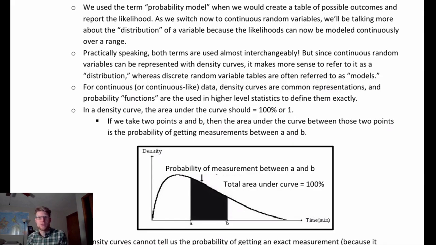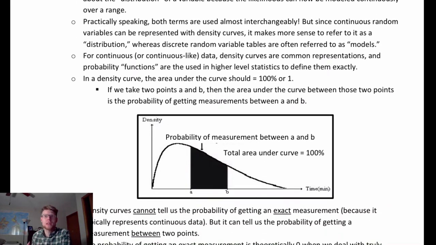If we're looking at a density curve for a random variable, the area under the curve should add up to 1, or 100%. So it's representing the full possibility, where again the height of the curve means it's more probable, and a lower part of the curve means we're less likely to see observations in this range. And to find the probability of a particular range of outcomes happening, we would just find the area under the curve for that particular range.